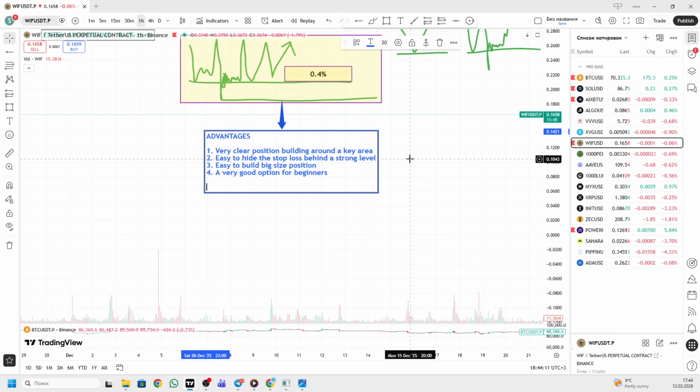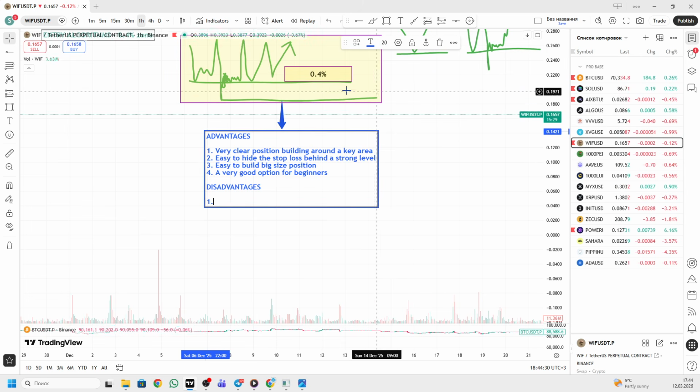And of course, we have disadvantages. But there is only one. Sometimes the asset may simply not reach the level. It can happen. Yeah, that's true. So missed entries will happen. So you will be waiting for it, but it will just reverse and go another way.